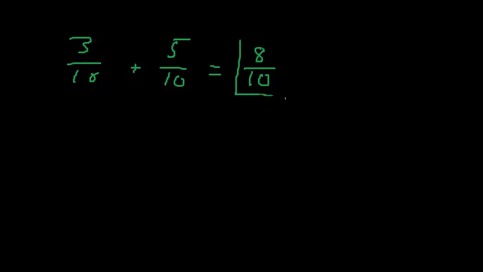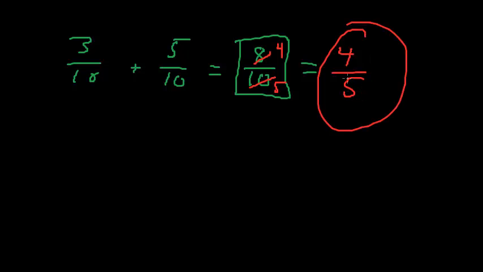Now I can check my final answer to see if it is in lowest terms. It is not. There are common factors between 8 and 10, a common factor of 2, which I can cancel out. 2 goes into 8 4 times, into 10 5 times, so my fraction in lowest terms is 4/5, and that is my final answer.